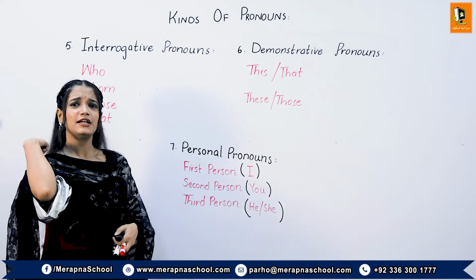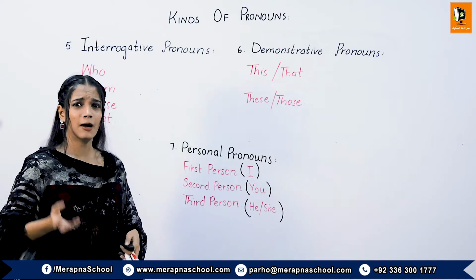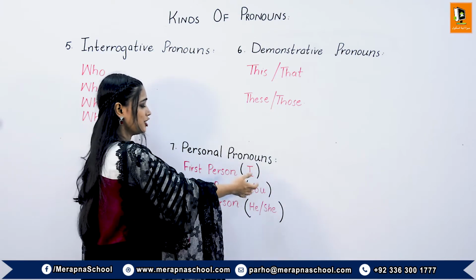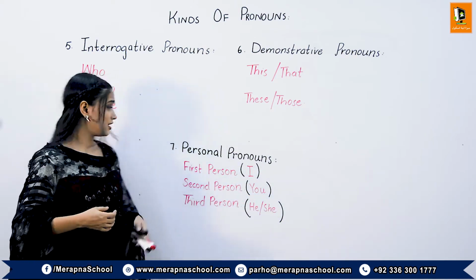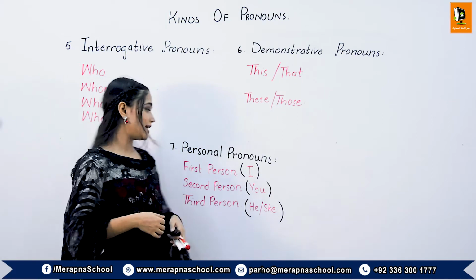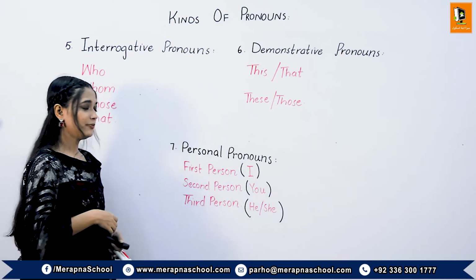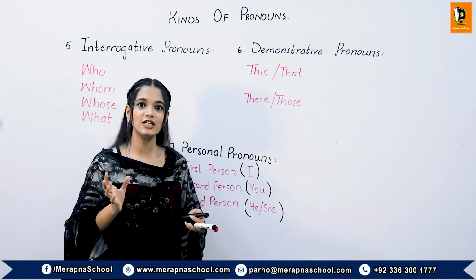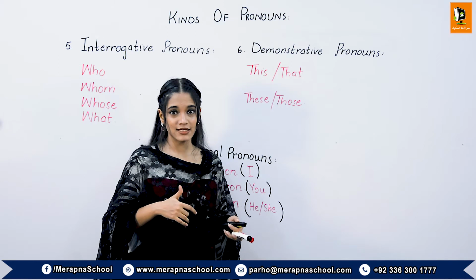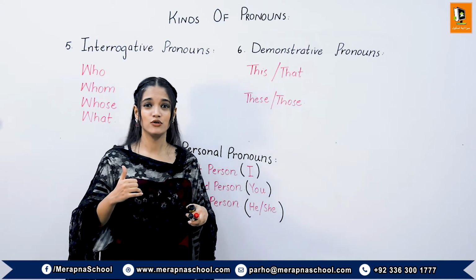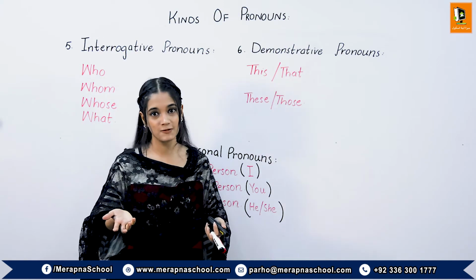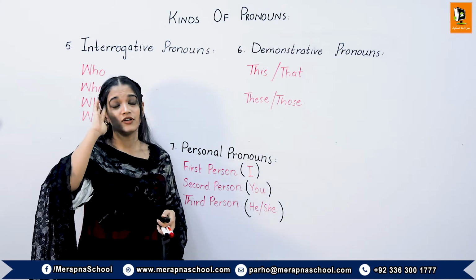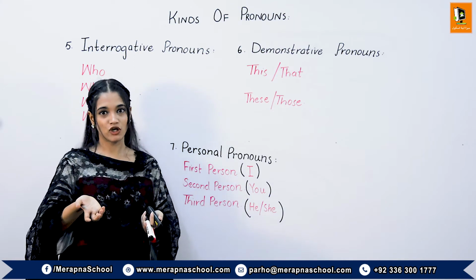Now moving on to the next kind of pronoun, personal pronouns. Personal pronouns refer to a person, and their examples are I, you, he, she. Personal pronouns can be classified as first person, second person and third person. The example for the first person is I, because I refers to the first person who is going to speak. The second person refers to you. It is the person that I am talking to.